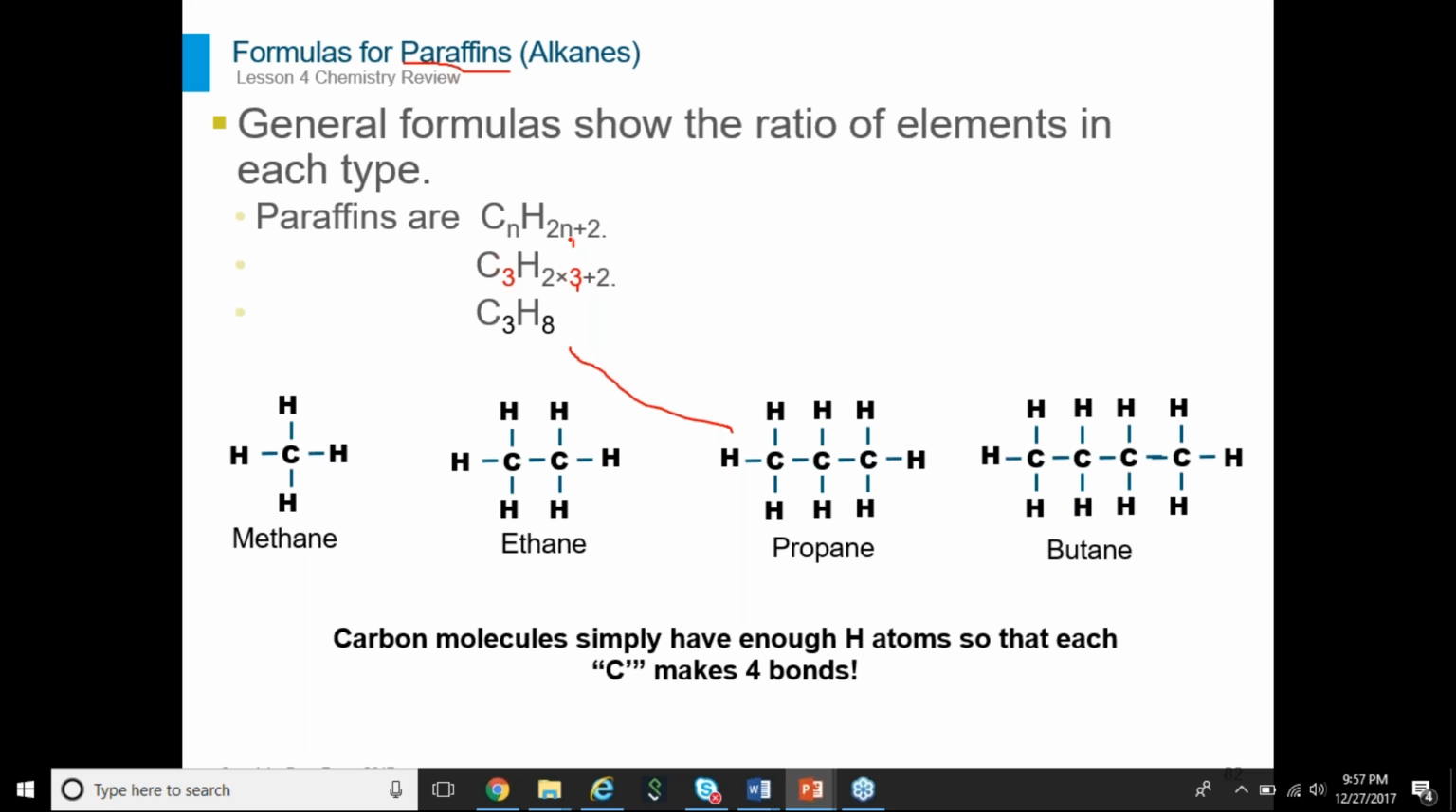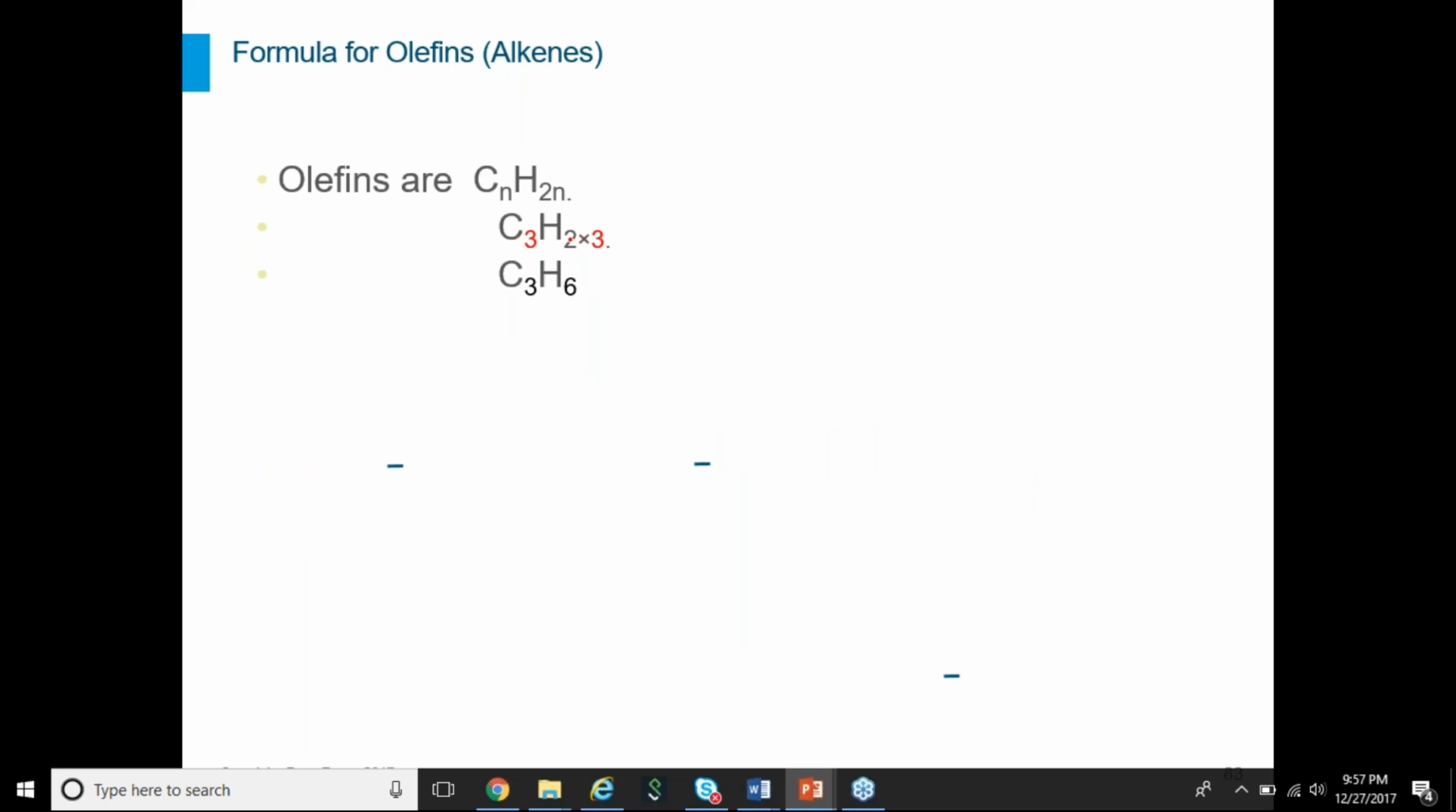So those are paraffins, also called alkanes. The next one is olefins, also called alkenes, and their formula is CnH2n. So again, what we do is we put in the number of carbons, and that also tells us how many hydrogens we have. So if we have 3 carbons, our hydrogens is going to be 2 times 3. It's going to be 6. So some examples of alkenes are ethene and propene.